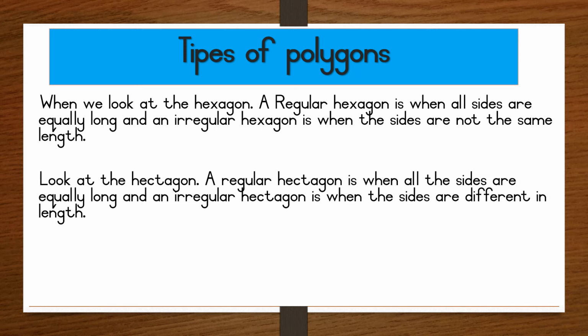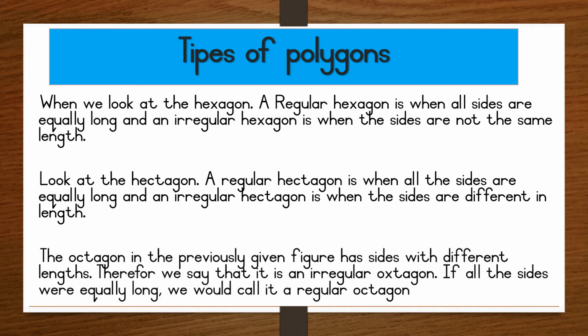Let's look at a heptagon. A regular heptagon is when all the sides are equally long, and an irregular heptagon is when the sides are different in length. Then lastly, did you see that the octagon in the previously given figure has sides with different lengths? Therefore, we say that it is an irregular octagon. If all the sides were equally long, we would call it a regular octagon.